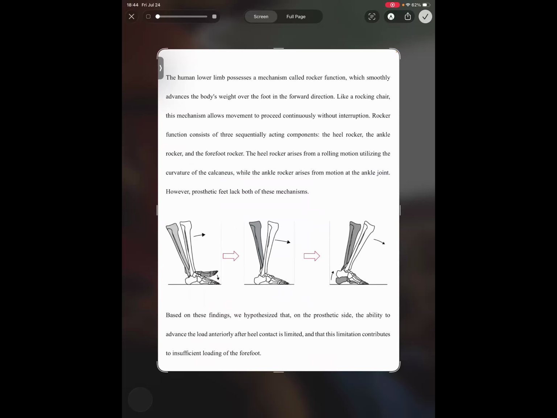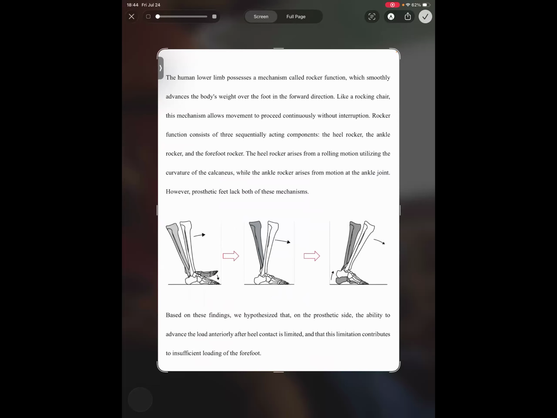Accordingly, the present study aimed to clarify a method by which transtibial amputees can sufficiently shift their load to the forefoot. In the study, we used the forward velocity of the center of pressure as a quantitative variable to evaluate load transfer. This is the center of pressure on the prosthetic side.